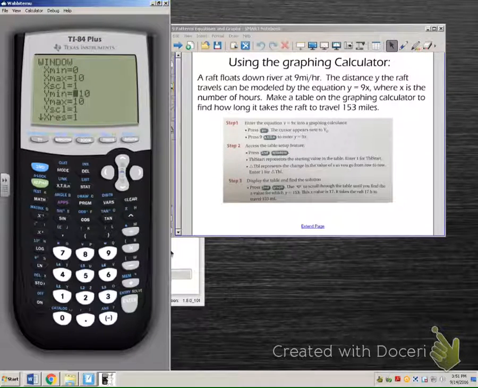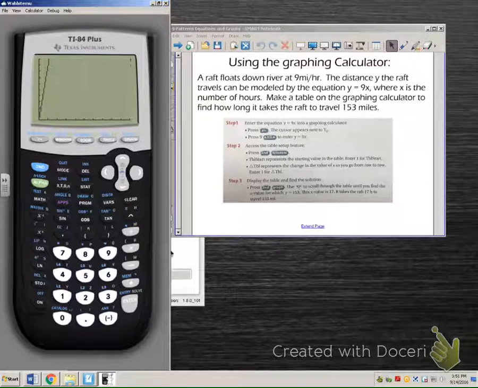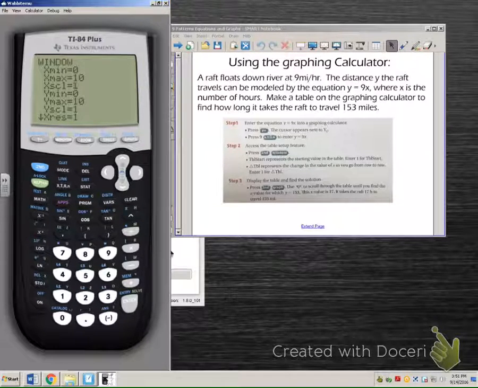Then this x min means that it's -10. Well, I don't really need that either. Let's just look at 0. My x maximum is going up to 10, and then my y scale is 1. So let's look at the graph now. There it is. Since our x is growing by 9 at a time, let's go back to that window and change our x scale to 9 just to see what it does.